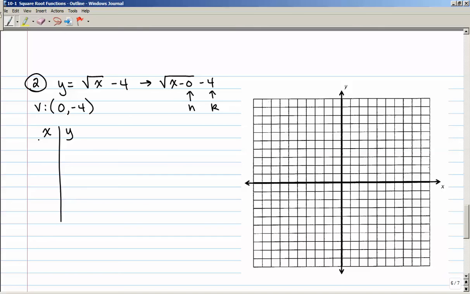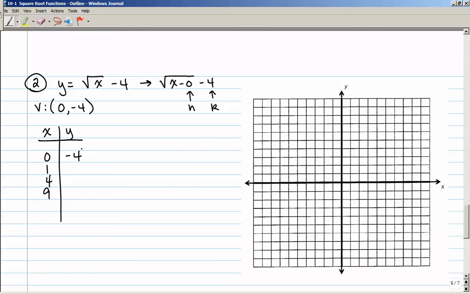And again, I want to pick values of x that I can take the square root of, or pick values of x that make the stuff underneath the radical a perfect square. So again, I think I'll do 0, and since there's nothing else underneath there, 1, 4, and 9 are going to work well. So plugging those in, the square root of 0 minus 4 gives me a negative 4, and notice that is my vertex.